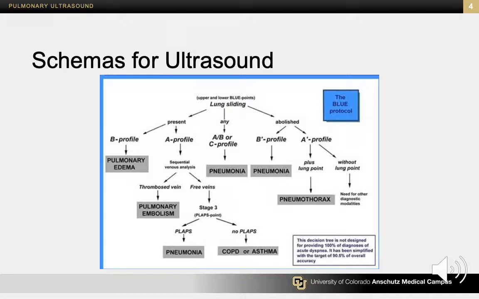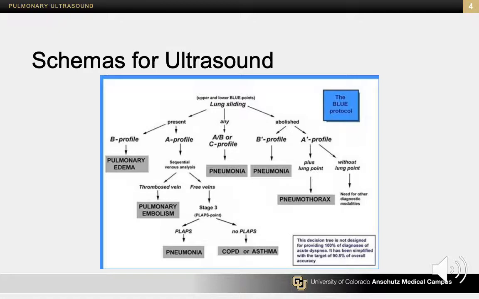Okay, so we'll take a quick look at this schema for pulmonary ultrasound. So this schema was created along with the BLUE Protocol, which was a study done in 2008 based on identifying lung etiology in critical care patients. So as you can see, it's sort of a clinical decision-making tool in terms of, you have this finding or that finding, and it sort of leads you down to the different lung etiologies. And so some of the findings, the B profile, A profile, is essentially the B lines and A lines that we'll talk about a little bit later on.